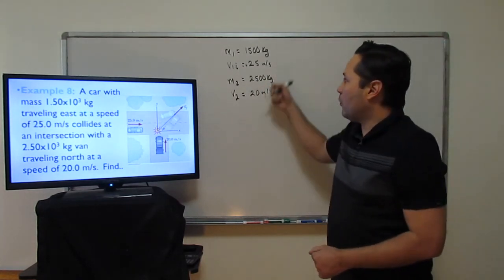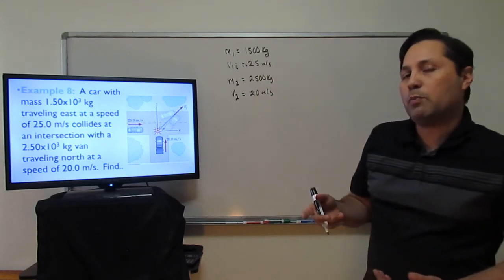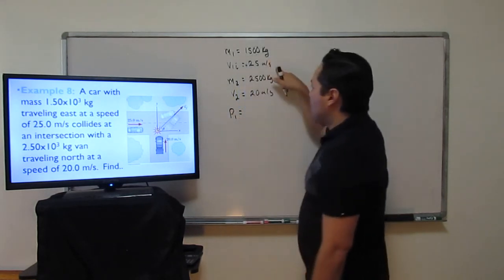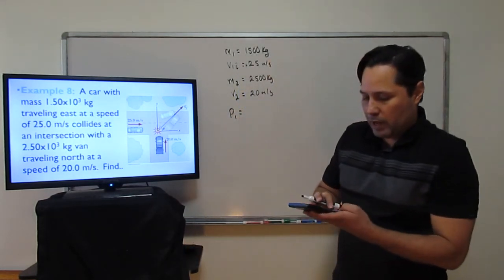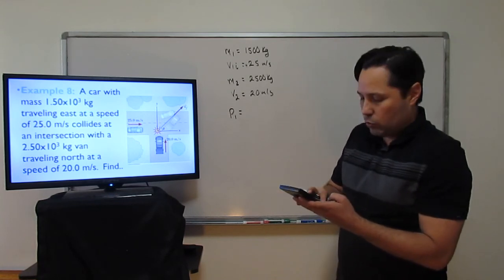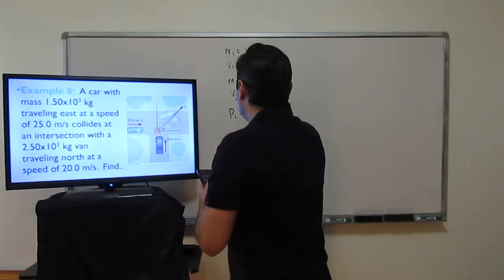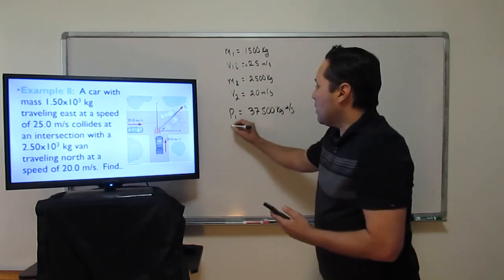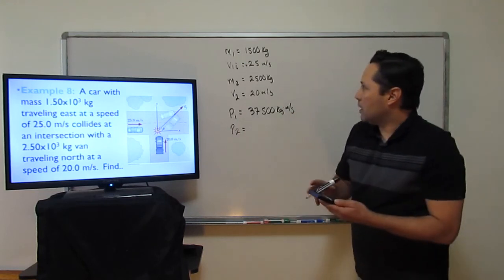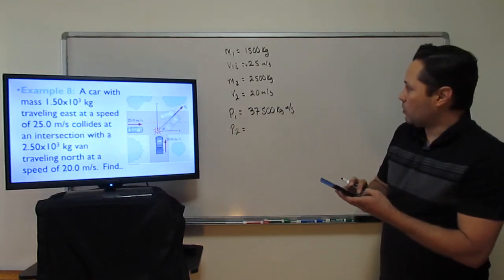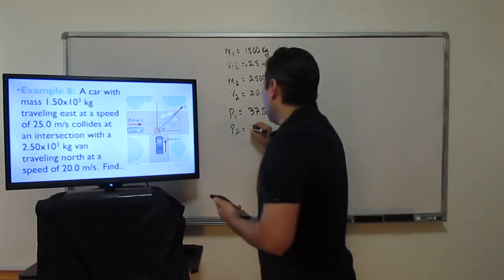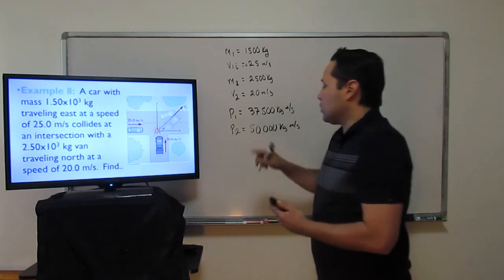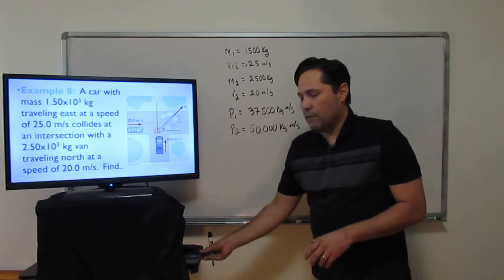We're going to solve for the momentum of each one of these separately, and then we're going to put them together into a diagram. All right, so momentum is really mass times velocity. So I'm going to multiply 1,500 times 25, which gives me 37,500 kilograms times meters per second. Momentum of vehicle number two: that's going to be 2,500 times 20, which gives me 50,000 kilograms times meters per second. So that's their momentum. Next, I'm going to go ahead and draw a vector diagram.